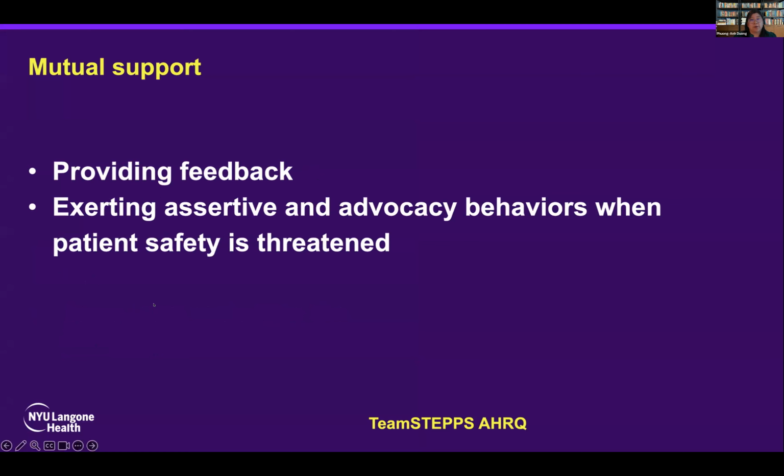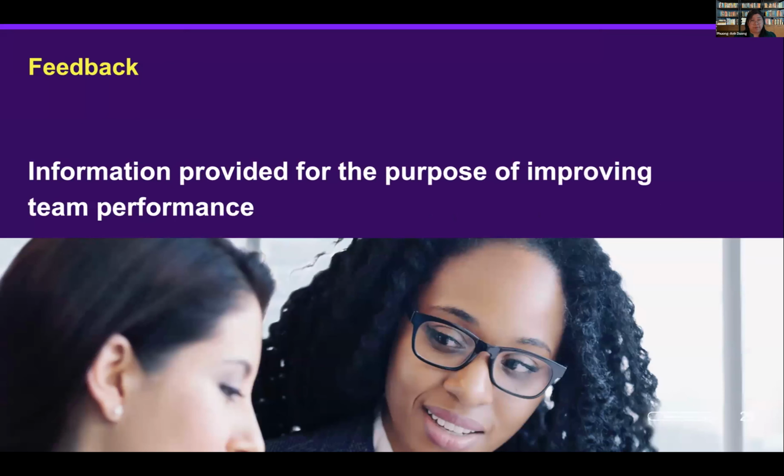So now I want to talk about mutual support. So this is the psychological safety in giving people feedback about what they've done and how they can improve. And that's part of team behavior. And also the psychological safety to assert and advocate for your patient. So let's talk about feedback first.